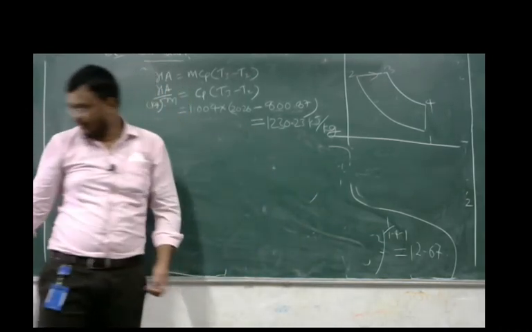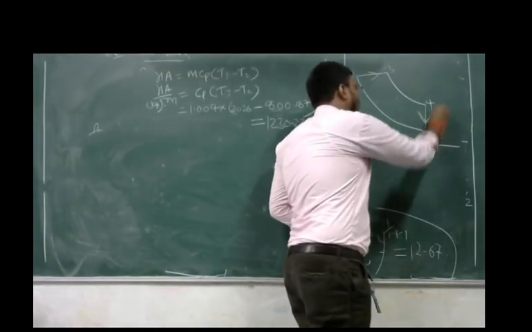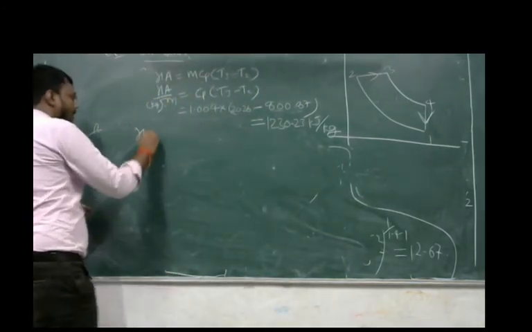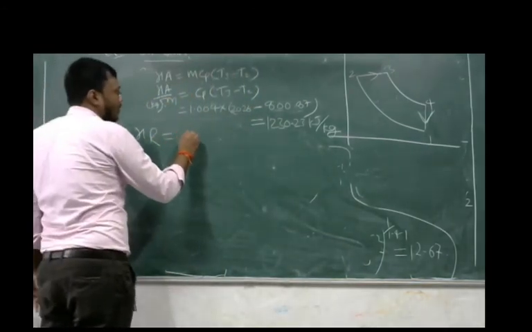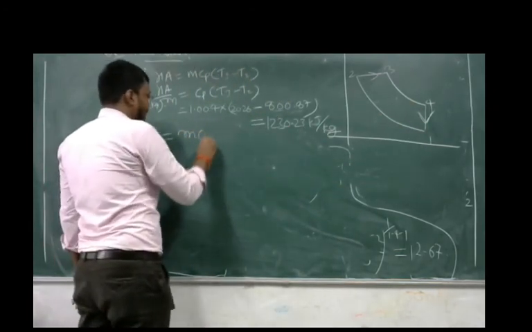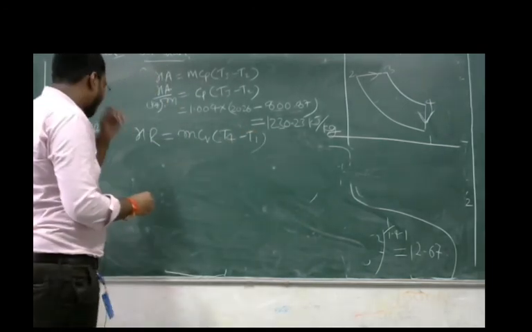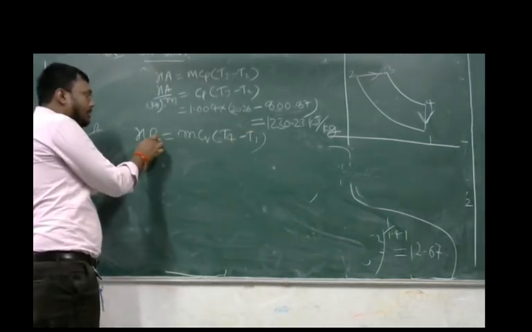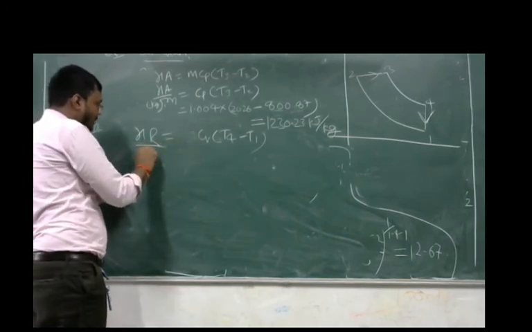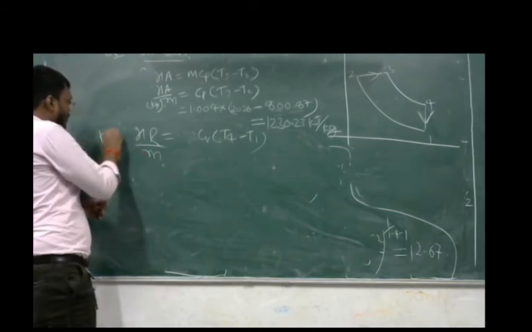So we know from this diagram heat rejection takes place from point 4 to 1. So heat rejection will be equal to, it is a constant volume process, so it will be equal to mCv(T4 minus T1). But we have to calculate heat rejection per unit mass. So m should come below heat rejection.